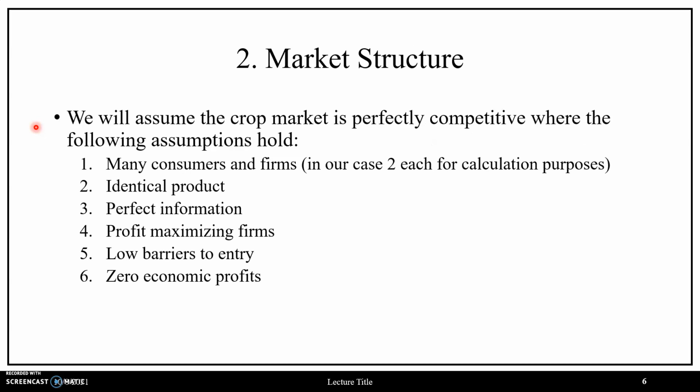Beginning with market structure, we will assume that the crop market is perfectly competitive where the following assumptions hold. There are many consumers and firms, where for ease of calculation, in this case, many consumers and firms will mean two consumers and two firms. They are selling the identical product of a crop, in which consumers and firms have perfect information in terms of product demand, product supply, as well as the price point for the overall market. Our market is comprised of profit maximizing firms as well as utility maximizing consumers, in which there are low barriers to entry as well as exit for our firms, and there are going to be zero economic profits.